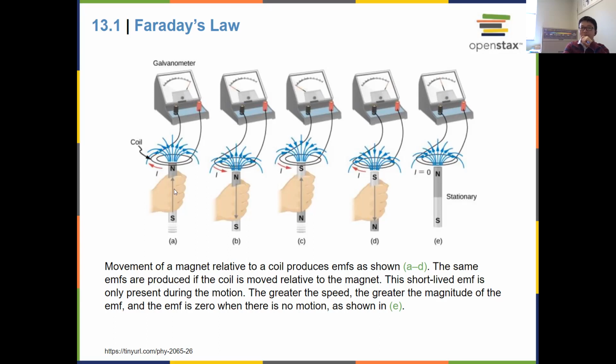You can approach the magnet to the coil and then pull it away from the coil. The current will be generated in opposite directions, since the motions are different when approaching compared to pulling away. And if the magnet is stationary, then there's no current produced in the coil.